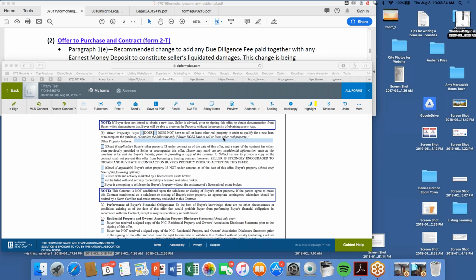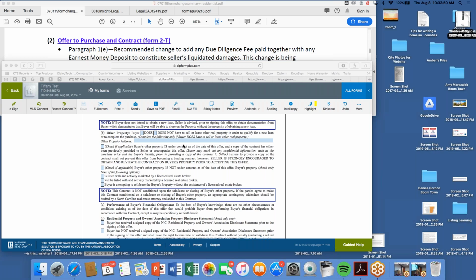So up front, there was that little checkbox that you checked that, if you weren't paying attention close enough, you might not see it. Now it's clear here in 5B saying, yes, I do have another property to sell. Then it's asking for the other address.